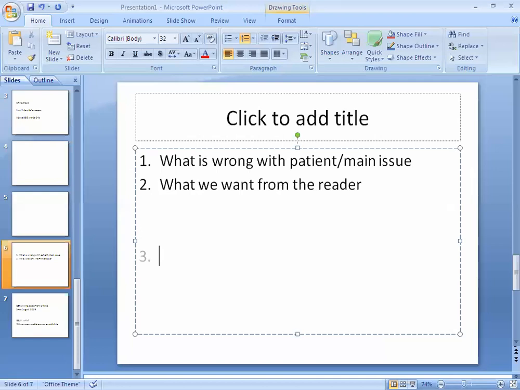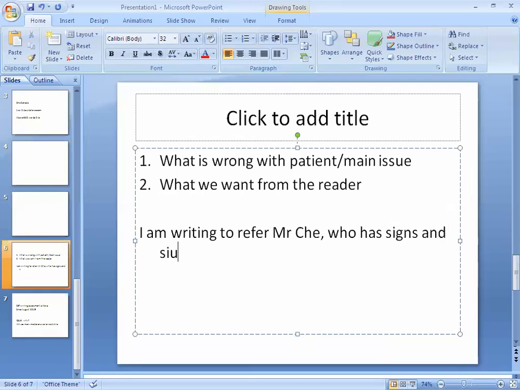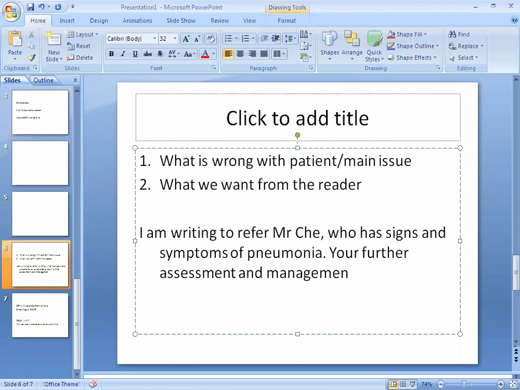For example, if you are writing a letter, the patient is having diabetes, I'm writing to refer Mr. Che, who has, okay, let us take pneumonia, who has signs and symptoms of pneumonia. Your further assessment and management would be highly appreciated. Okay. Now let me show you another style.